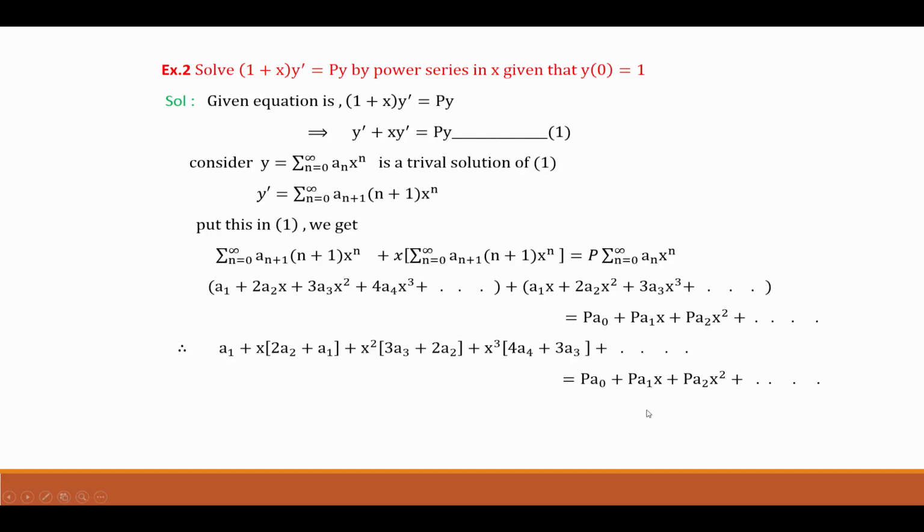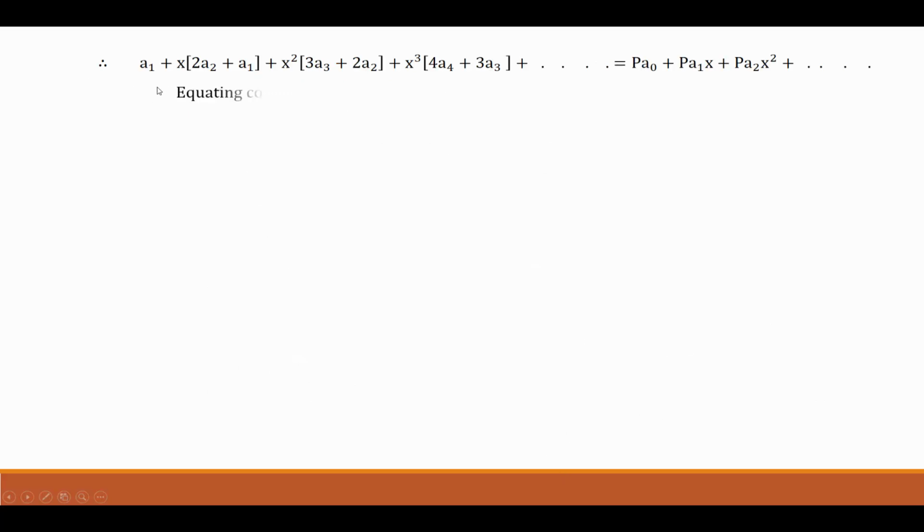Now equating their constant term, we get a1 equal to pa0. Therefore the value of a1 is pa0. Now equating the coefficient of x, the coefficient of x on the left is 2a2 plus a1 and on the right the coefficient of x is pa1. Then find the value of a2.